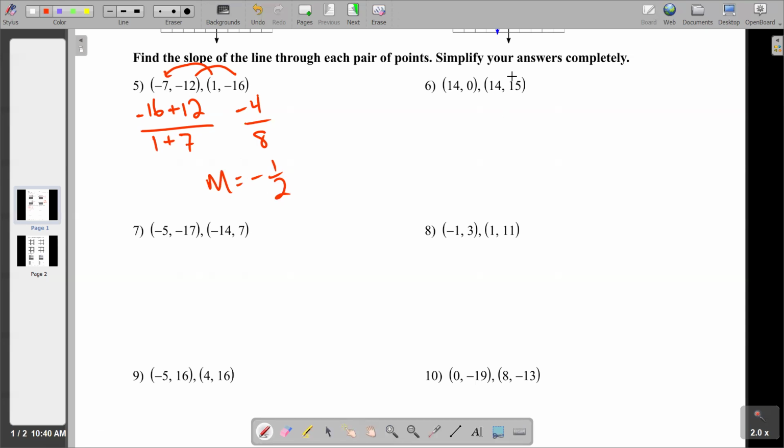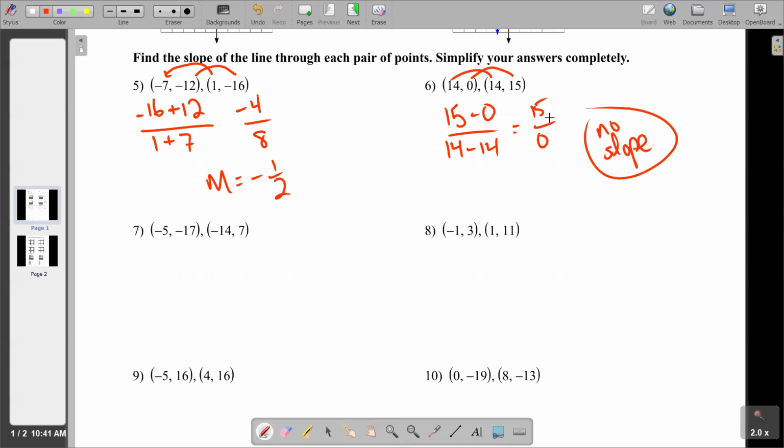On number 6, same thing. 15 minus 0 goes on top. 14 minus 14 goes on bottom. And then the answers appear. 15 is on top, 0 is on bottom. And that question that I got a lot today, when 0 is on the bottom, there is no slope. Okay, it's very important that you not leave 15/0 as your answer, because that's not an answer. It doesn't have a definition, or it can't be defined.